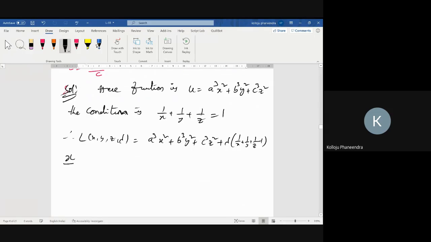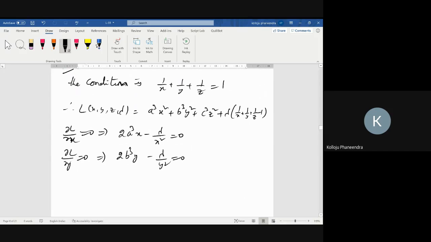Therefore, what are the first conditions? Dou L by dou x equals 0. Firstly, differentiating with respect to x, I get 2a cube x minus lambda by x square equal to 0, right? Next, dou L by dou y equal to 0: 2b cube y minus lambda by y square equal to 0, since the derivative of 1 by y is minus 1 by y square. Dou L by dou z equal to 0 implies 2c cube z minus lambda by z square equal to 0. And lastly, dou L by dou lambda gives the derivative 1.